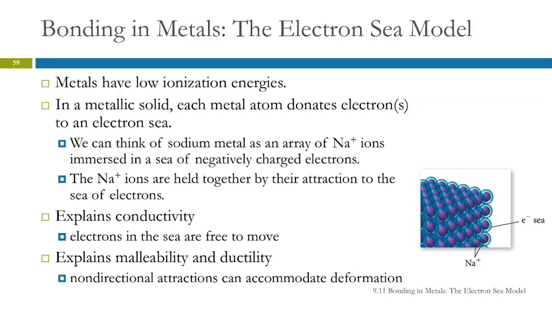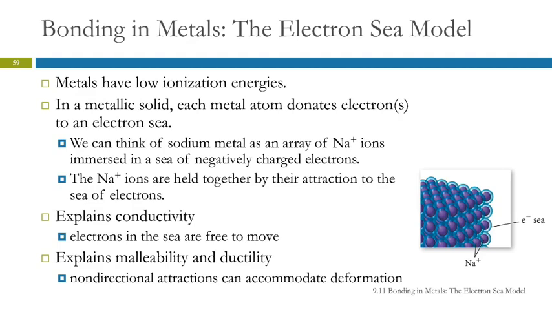We've talked about ionic bonds and covalent bonds, and we have to talk about bonding in metals. We've mentioned this before, but here's the whole thing: the electron sea model for bonding of metals. So metals have low ionization energies. It's easy to remove electrons from them.